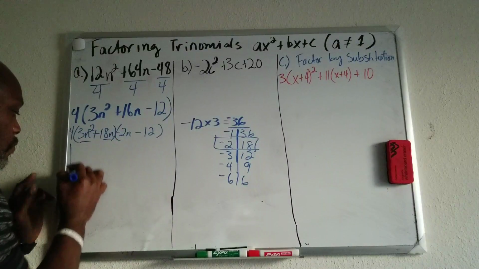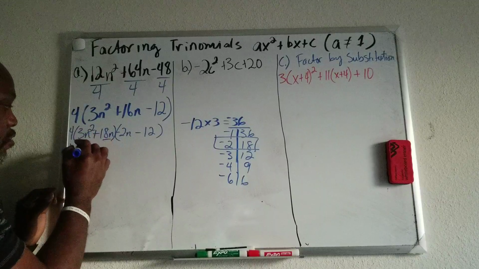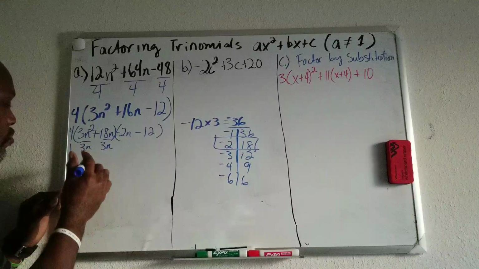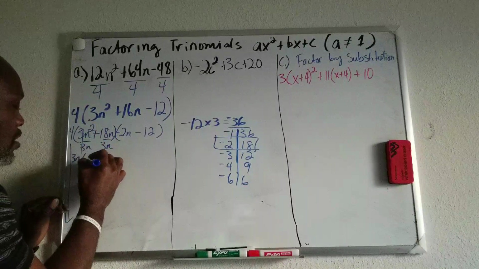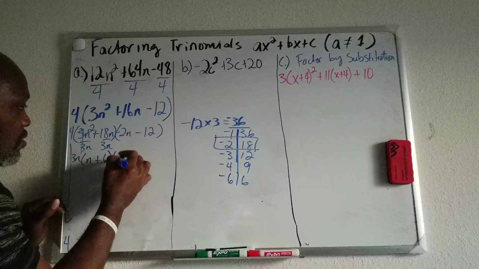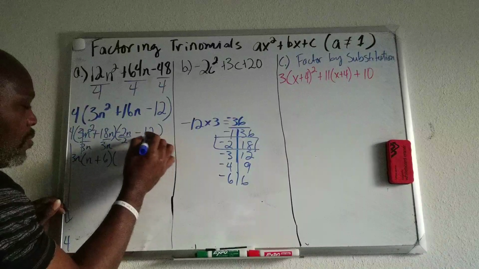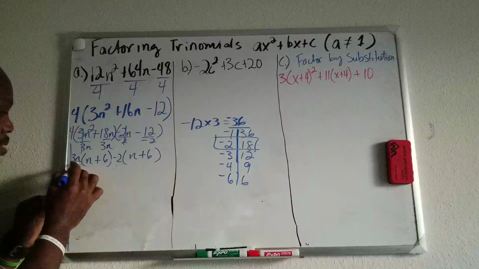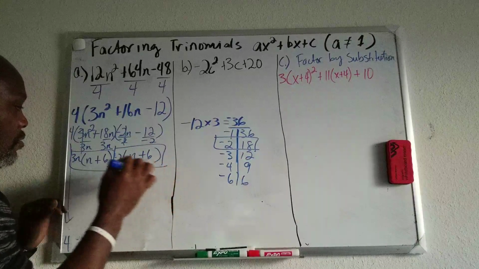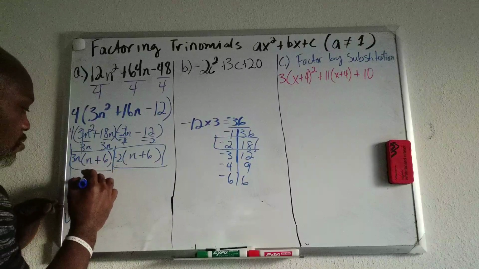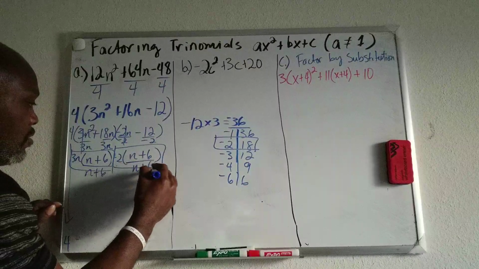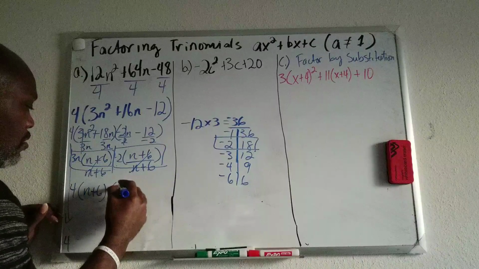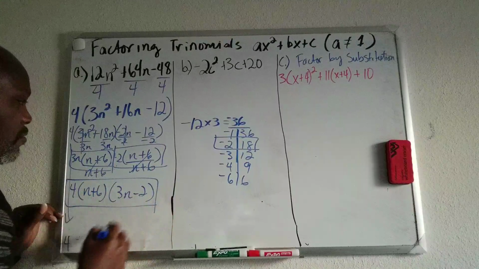I'm not going to forget about the 4. I usually put it down here in the corner so I don't forget, and then continue to work so I can have more space. So I'm going to factor out 3n. Hopefully it's not too small. If it is, please zoom in. So 3n is our greatest common factor. What we're left with is n plus 6. And then because it's a negative first term, I'm going to reduce by a negative 2, left with n plus 6. And remember, the greatest common factor between these two is the n plus 6. So we're going to reduce the n plus 6. So we end up with 4, because we can't forget about the 4, times n plus 6 times 3n minus 2. And that's our answer.